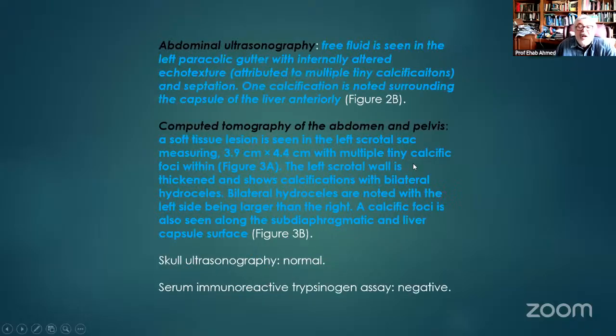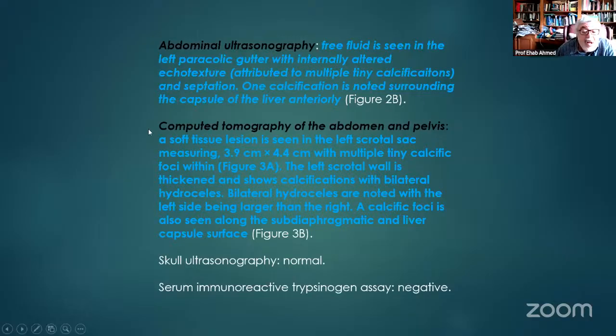And then also abdominal ultrasonography showed free fluid in the left paracolic gutter with an internally altered echo texture because of tiny calcifications and septation. One calcification is noted surrounding the capsule of the liver, because they divide ultrasonography of the abdomen in case of meconium peritonitis into grades or stages, 1 and 2 and 3. This might be more important for labor and delivery guys.